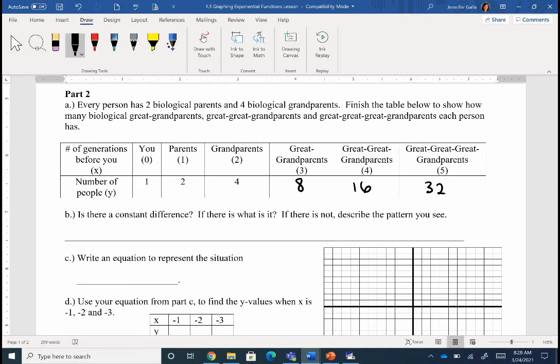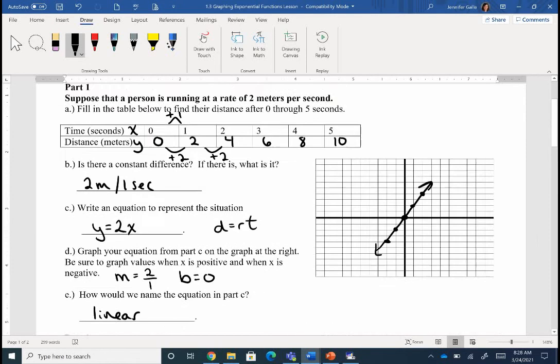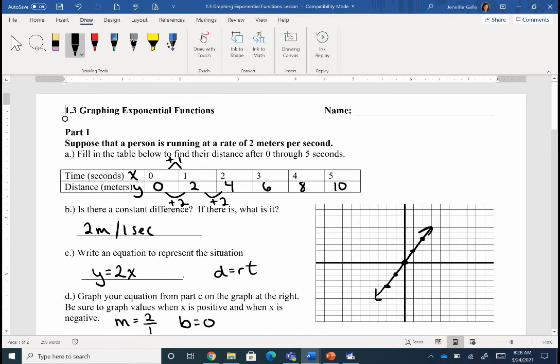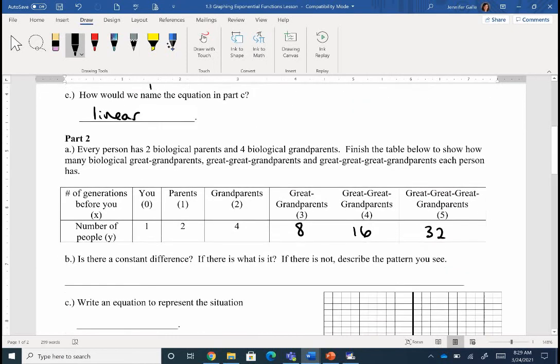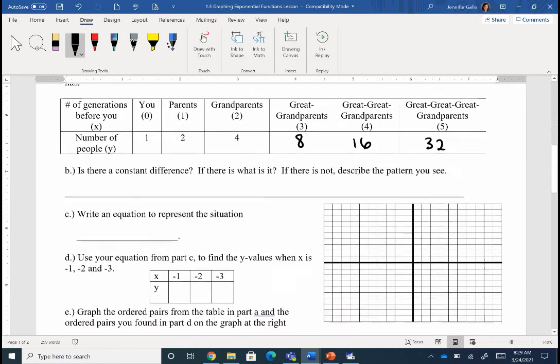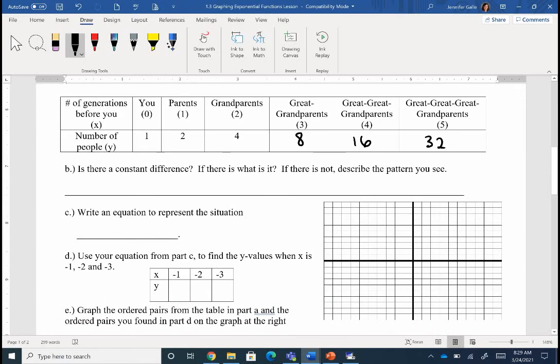So now in our first example, we said there was a constant difference. Our time kept going up by 1, and our distance kept going up by 2. As we look at our table for our parent situation, do we have that same constant difference? No, we don't. So take a minute and think about it. So no constant difference.